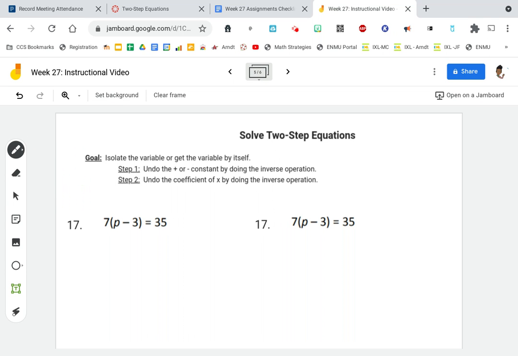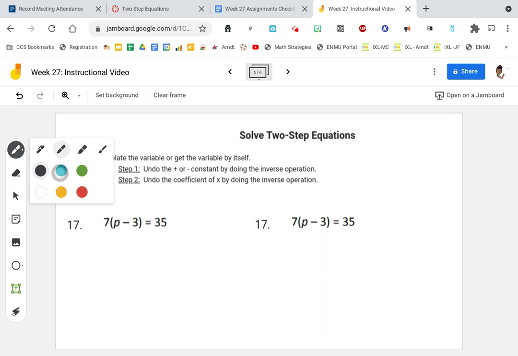So this is actually part 2 of the Solve Two-Step Equations video. And the equations that we're going to talk about are a little different than what we've been doing, yet they're the same. So if you notice, we're going to solve problem 17 in 2 ways.